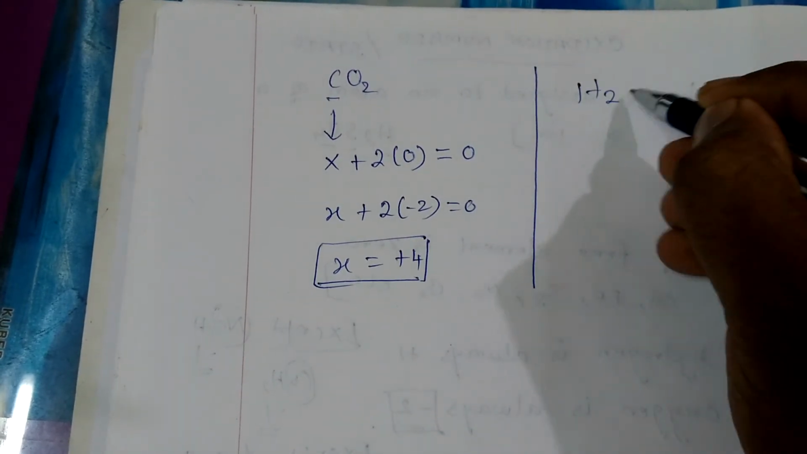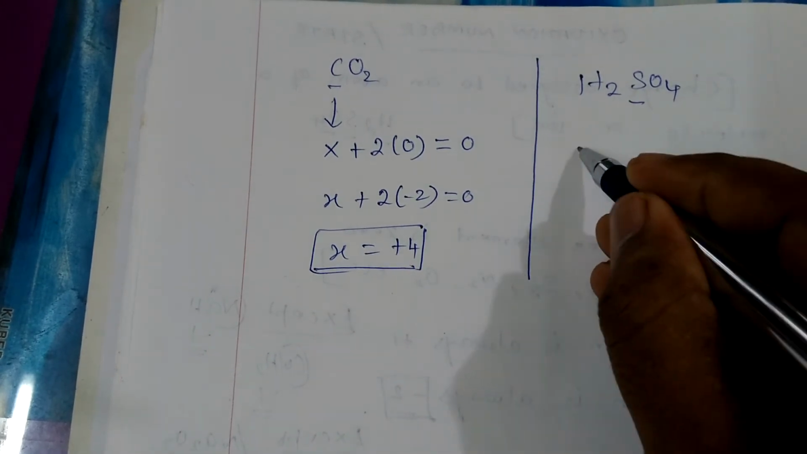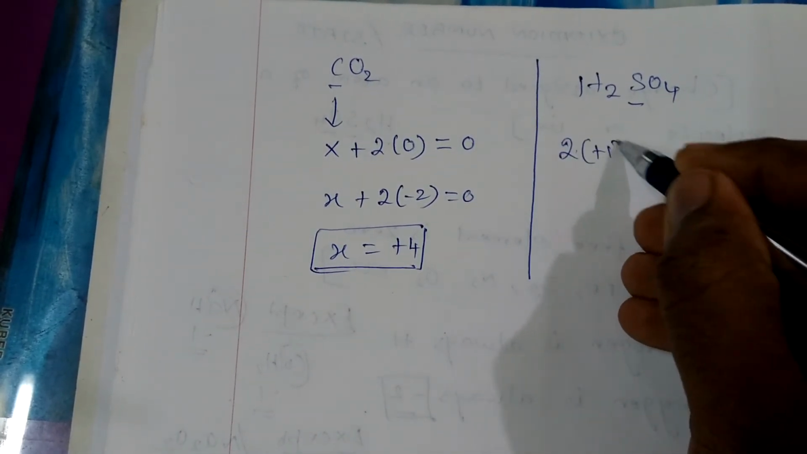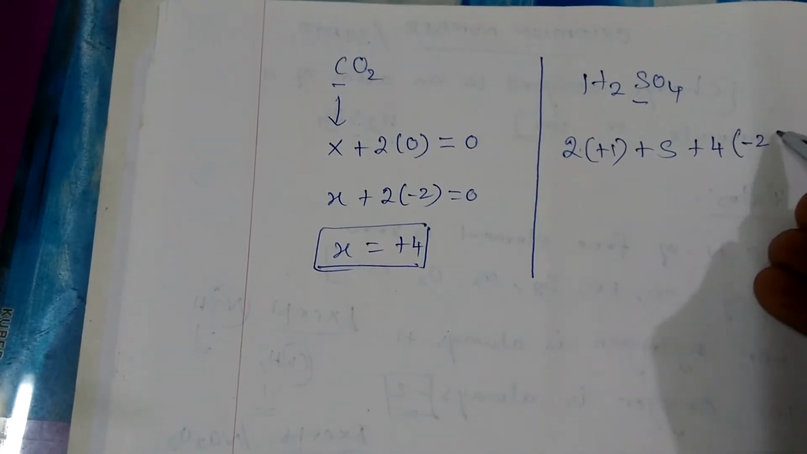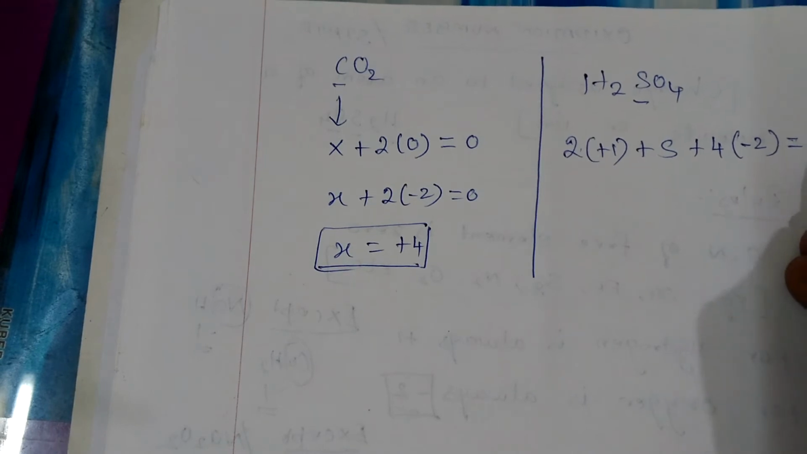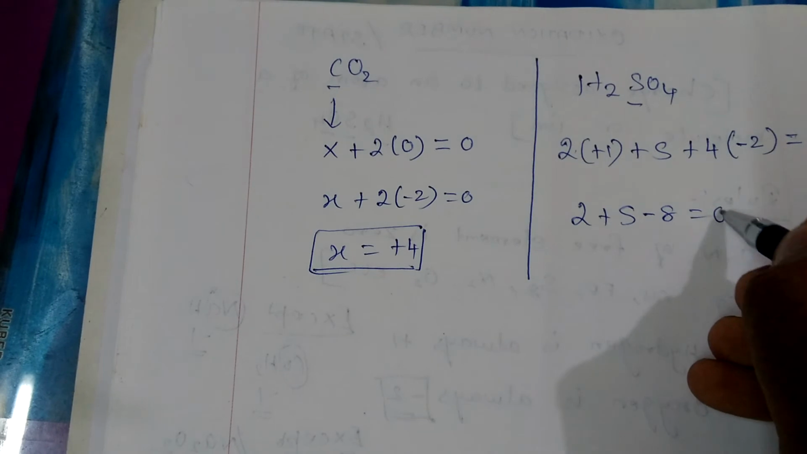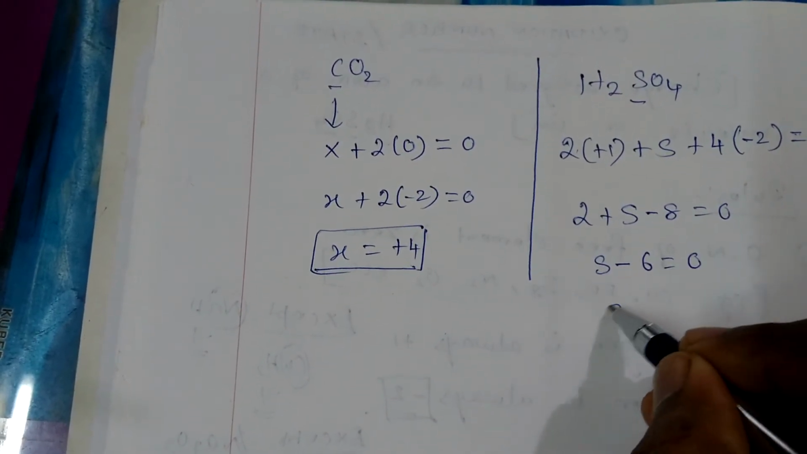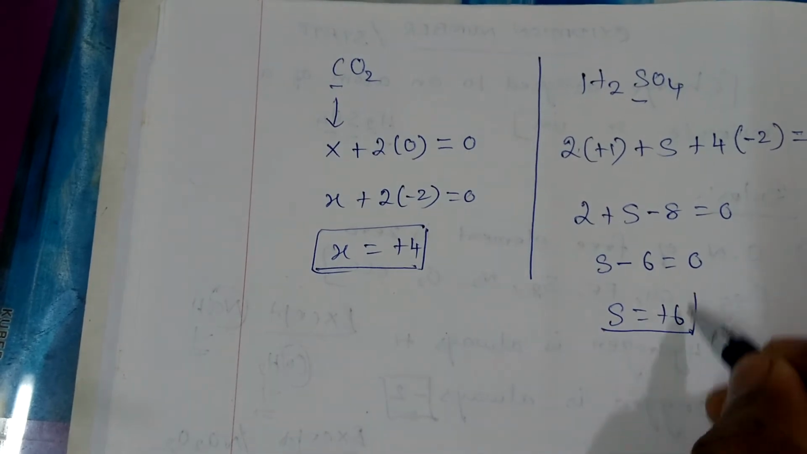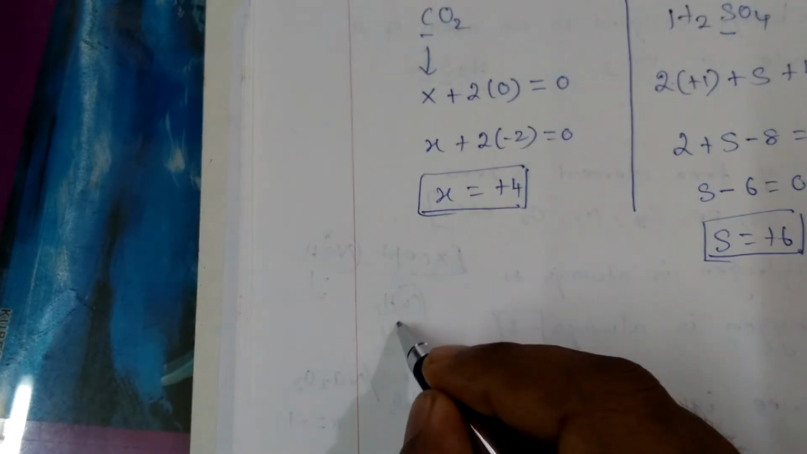Next one, H2SO4, sulfuric acid, in which you are going to find the oxidation number of sulfur. For hydrogen, you know it is always +1. For sulfur, you are going to find it, and for oxygen it is always -2. The sum of the oxidation numbers of all the elements is equal to 0. So 2 plus S minus 8 is equal to 0. So S minus 6 equals 0, hence S equals +6. So the oxidation number of sulfur in sulfuric acid is +6.